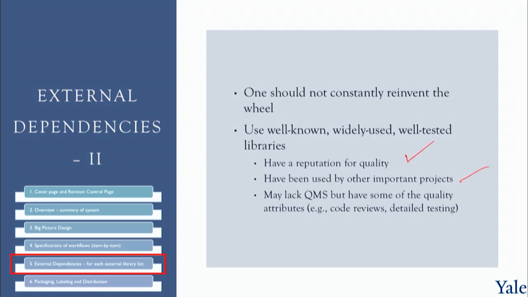They may lack a QMS, especially if they're open source, but they may have some of the quality attributes, for example, code reviews and detailed testing. And this is a critical component of this process, figuring out what to reuse versus what we have to develop in-house. That balance determines a lot about our software. And figuring out the set of external libraries that we can reliably depend on, that small, tightly chosen set of dependencies, is an important part of the design process.